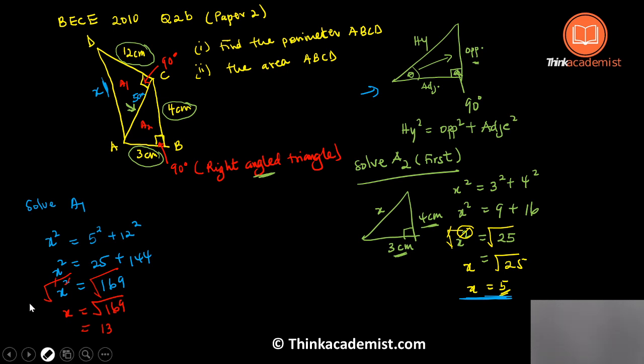The perfect square of 13. So this is x. So x is 13. So it means that this place will be what? 13. Okay? Now, this is what we have.